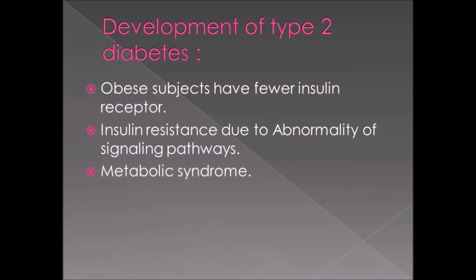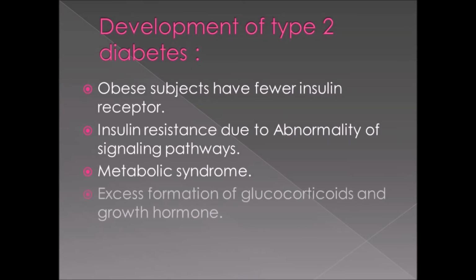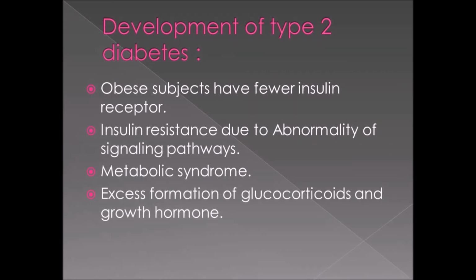Metabolic syndrome is closely related to accumulation of excess adipose tissue in the abdominal cavity around the visceral organs that leads to impaired insulin signaling. Excess formation of glucocorticoids or excess formation of growth hormones also decreases the sensitivity of various tissues to metabolic effect of insulin and can lead to development of diabetes mellitus.